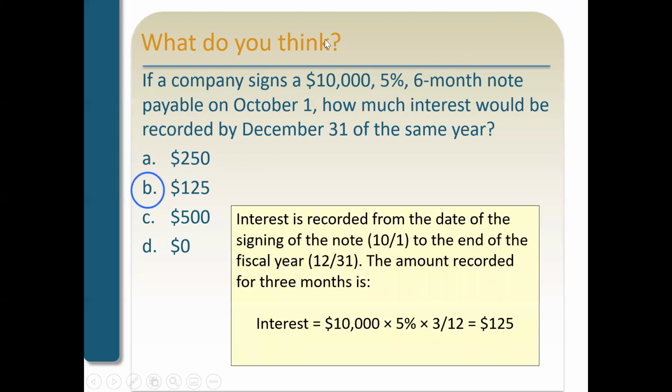So basically 10,000 times 5% times how many months do we have? October, November, December, 3 months out of 12 months is 125 bucks.